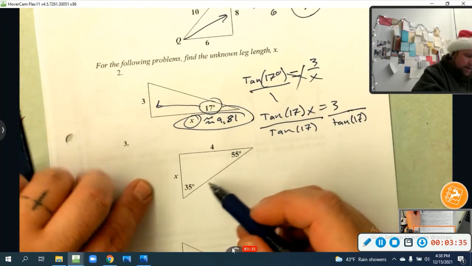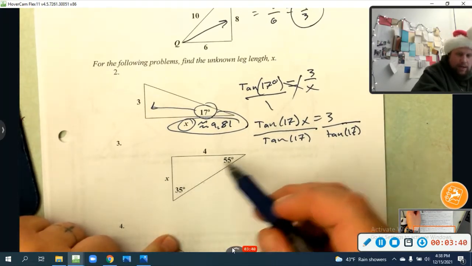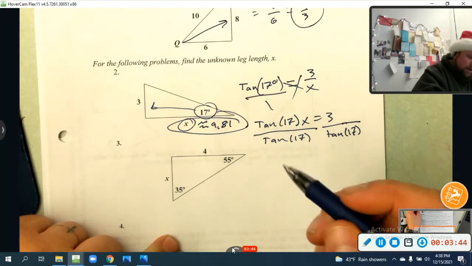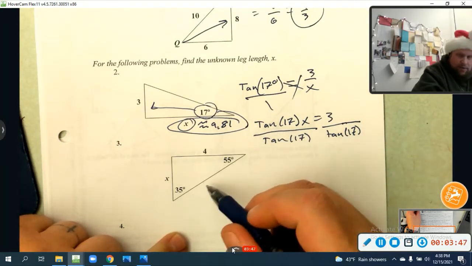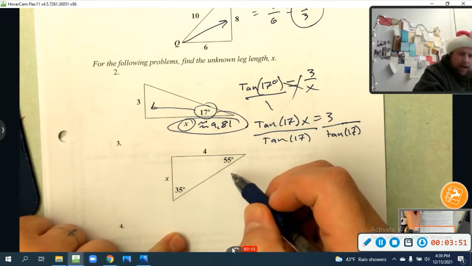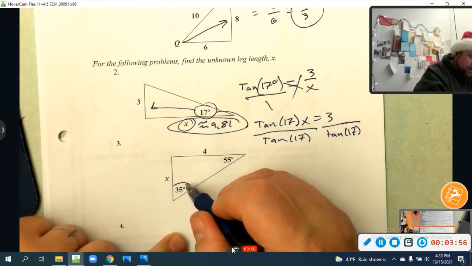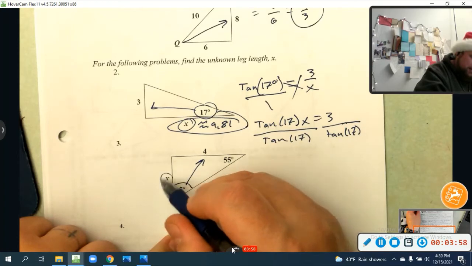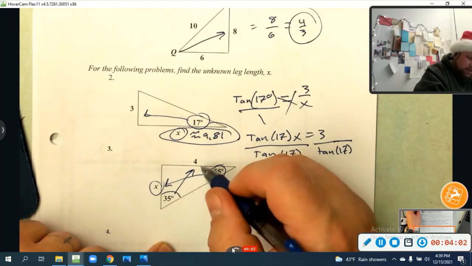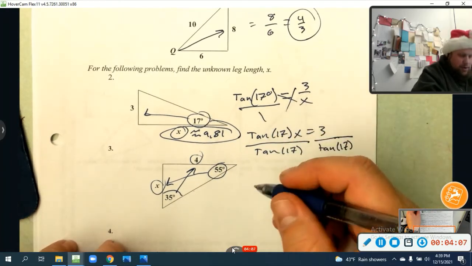Now, which angle do I want to take the tangent of here? I have 35 and 55 degrees. I need to know which one gives me an opposite over adjacent. If I use this angle, that's going to be my opposite, and there's my adjacent. If I use this angle, that's going to be my opposite, and that's going to be my adjacent. They should come out with the same answer, so it's up to you to determine which one you want to use.